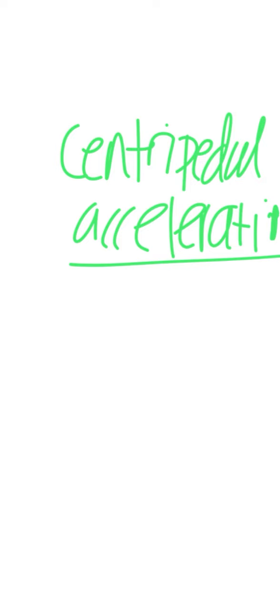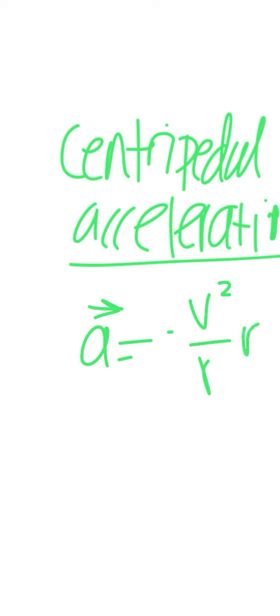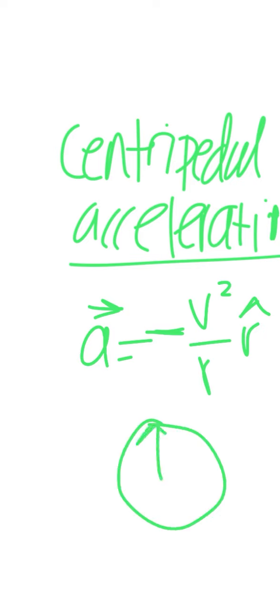Now, the centripetal acceleration equation is shown as a equals minus v squared over r, in the direction of the radius, in the negative direction of the radius. That shows what we saw before, that if the radius is going this way, the acceleration is always going to be opposite of the radius.